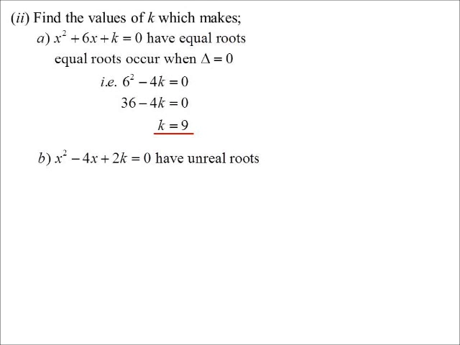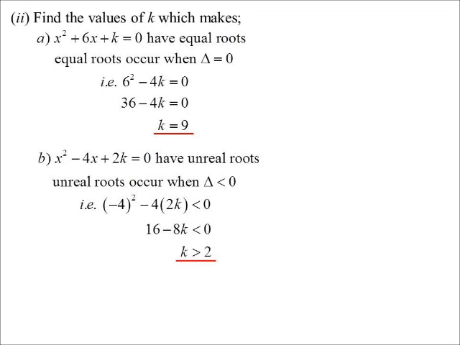What about if we wanted ones that have unreal or imaginary roots? Well, the condition on that one was the discriminant had to be less than 0. So there'll be a variety of values for k. We've got to solve the inequality. Minus 4 squared minus 4 times 2k is less than 0. We end up with k is greater than 2. So as long as k is greater than 2, then we know there'll be no real solutions to that equation.